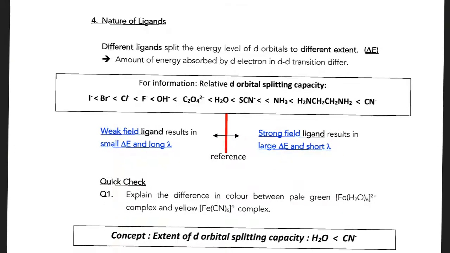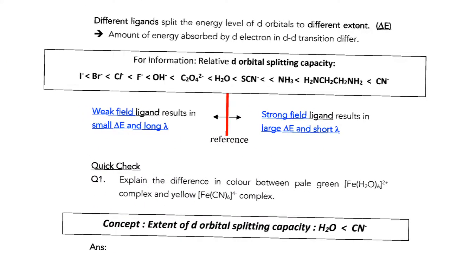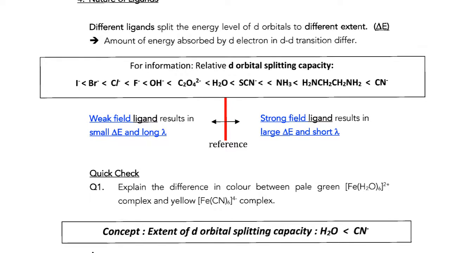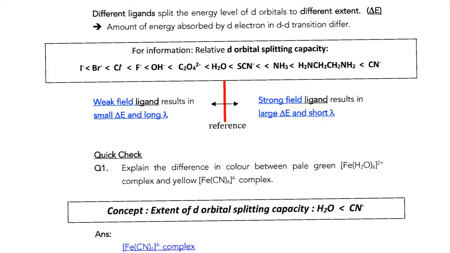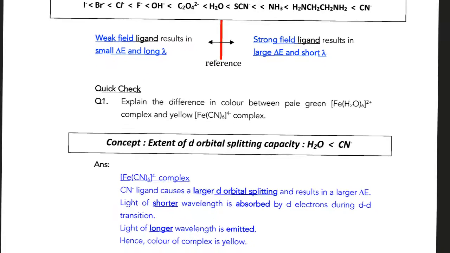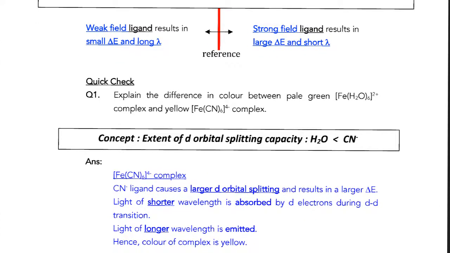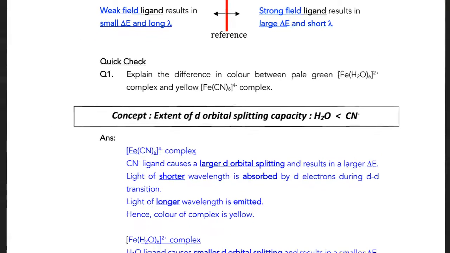So this is how, for example, previously if you were doing this question, you could explain why iron(II) with water is green, whereas with a cyanide ligand it is yellow. That is because the cyanide ligand is a strong field ligand, resulting in a large energy gap between the lower energy group and the high energy group. So the shorter wavelength is absorbed, which means the longer wavelengths, corresponding to yellow, will be emitted.